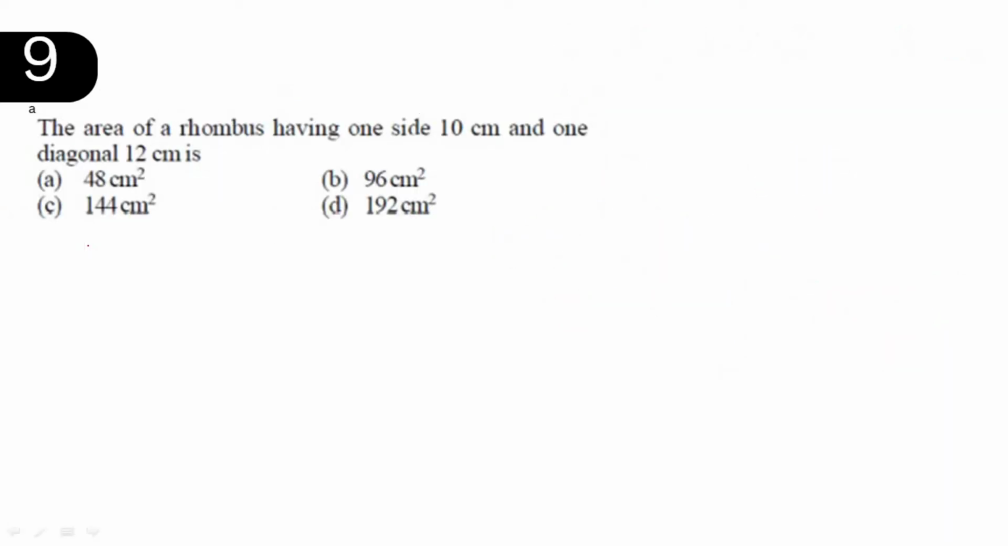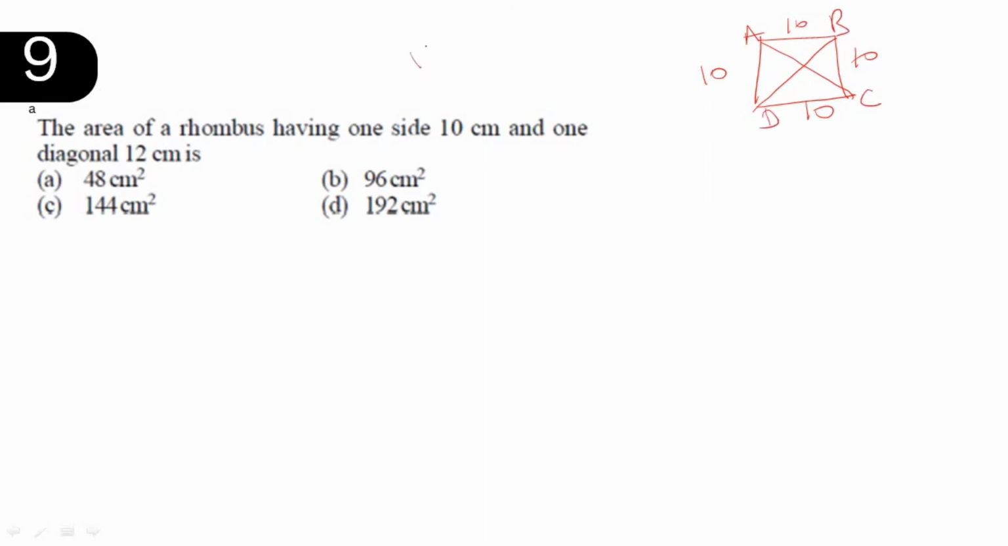Now the next question. The area of rhombus having one side 10 centimeter and the diagonal 12 centimeter is. Okay. So now comes the geometry part, that is area of rhombus. One side of rhombus is given. Suppose this is the rhombus whose all sides are equal. Okay, just imagine it is a rhombus. It is not looking like one though. And one diagonal is given. What is it? 12.